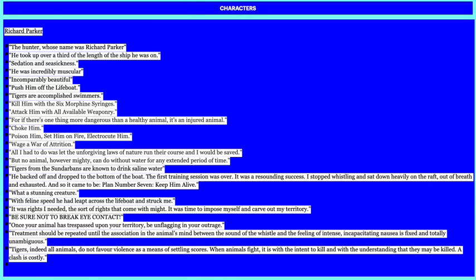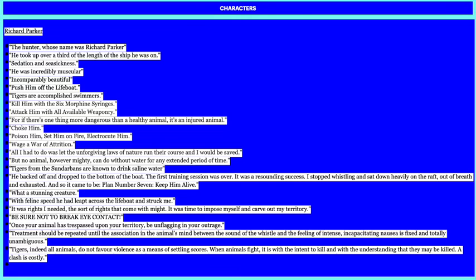"Attack him with all available weaponry." And then he's like, hold on, for if there's one thing that's more dangerous than a healthy animal, it's an injured animal. Then he has these ideas to choke him, poison him, set him on fire, electrocute him. But he realizes that none of those are actually feasible. He can't actually kill the tiger that way. He doesn't have those tools, and it would be too dangerous. And then he decides on waging a war of attrition.